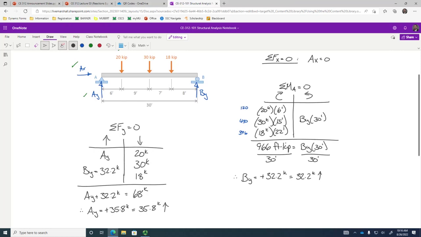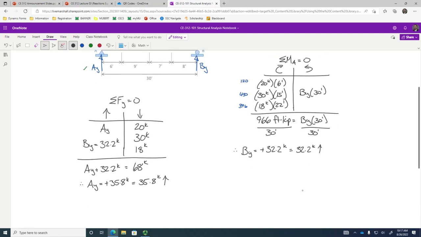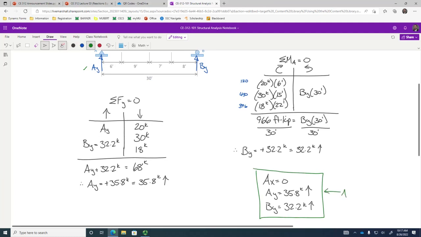So one thing I will say for reaction problems, particularly on homework assignments, it would really be great if you could summarize them like this. AX is 0, AY is 35.8 kips up, BY is 32.2 kips up. Just put them all in one spot and say, bam, there's the answer. That makes life a little easier. Didn't mean to do that, but that Y was bugging me.